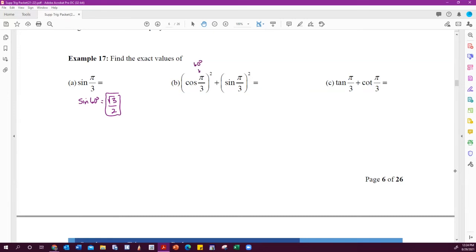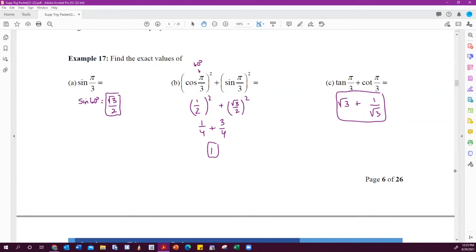The cosine of 60 is 1/2. The sine of 60 is rad 3 over 2. And so as we square these, we get 1/4 plus 3/4, which gives me 1. Finally, the tangent of pi over 3 was the radical 3, and the cotangent was the reciprocal of that, which is 1 over rad 3. So you can leave it like this, or we could combine denominators if we wished.